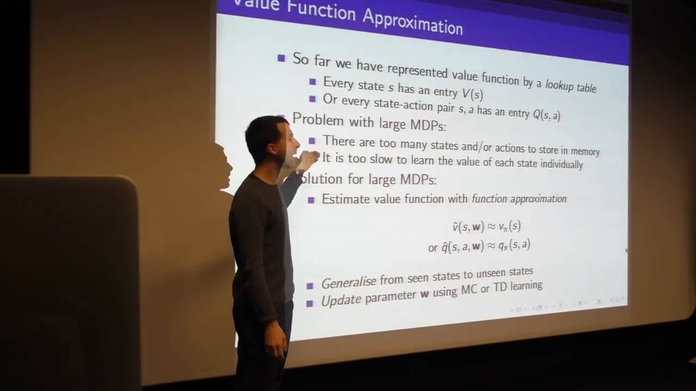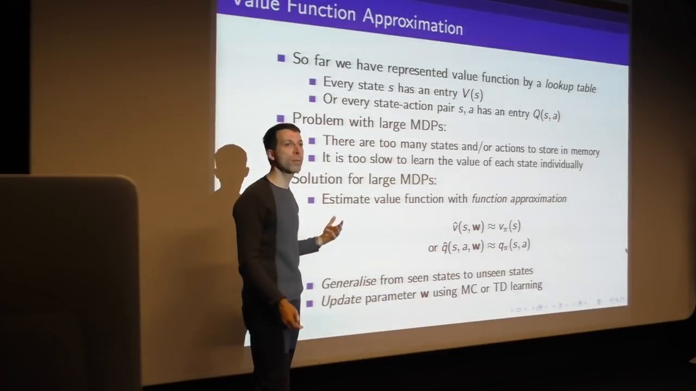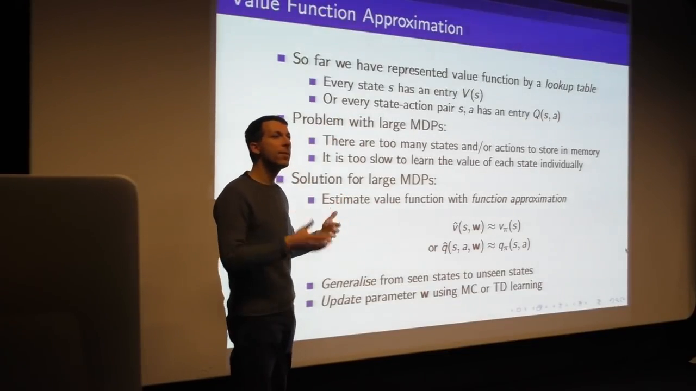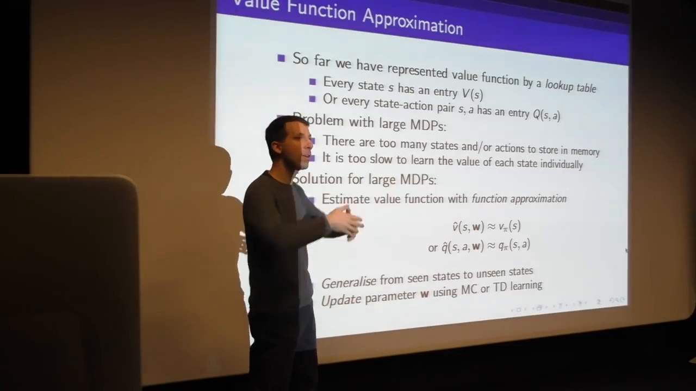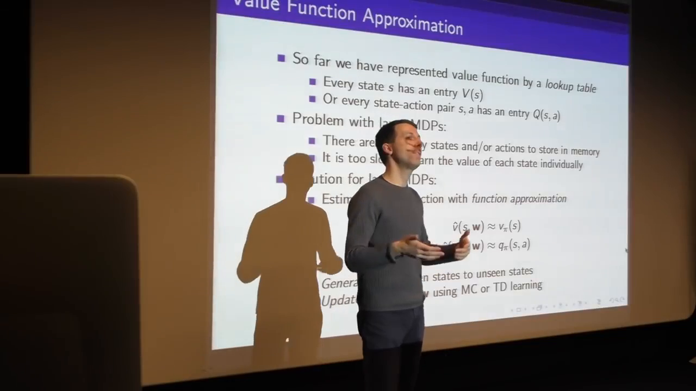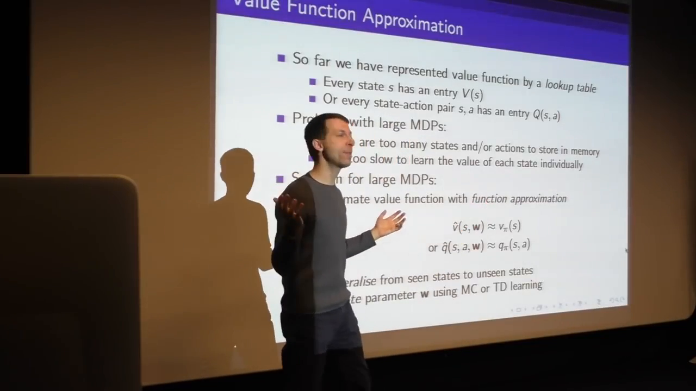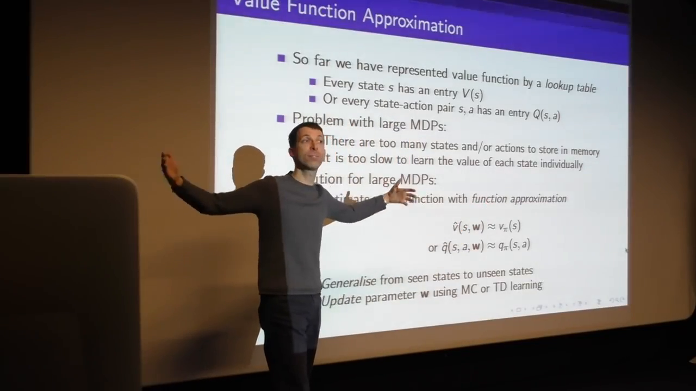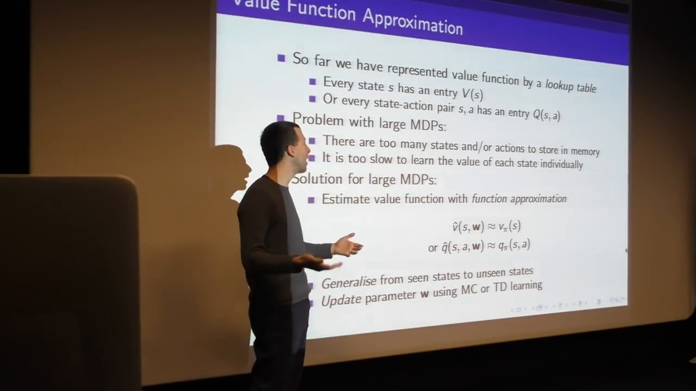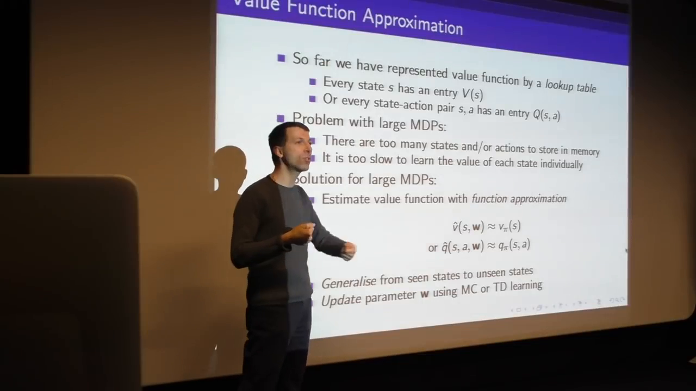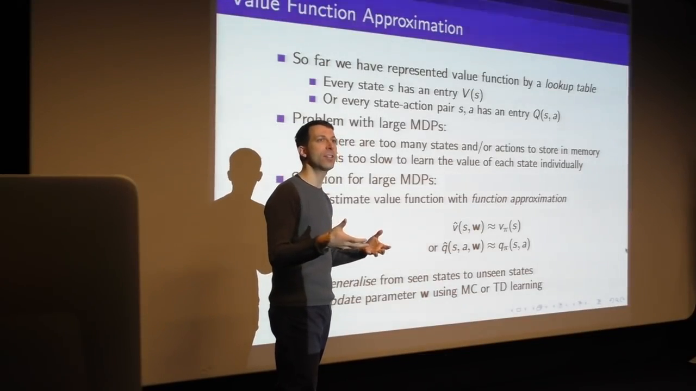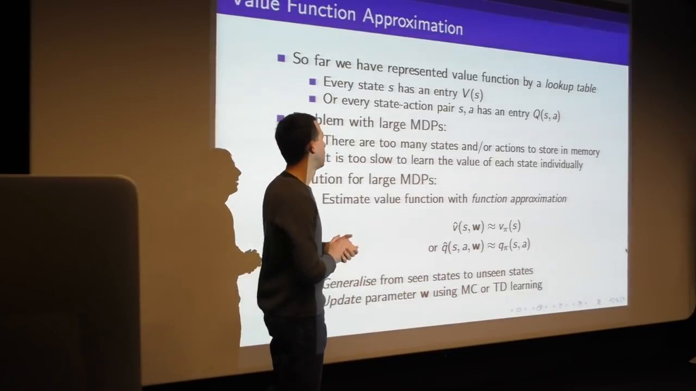There are just too many states and or actions to store in memory. That's the first problem. But also, even if you can store it in memory, let's say you fill up your whole memory, you've got a few gigabytes of memory, maybe you can build a really, really large table and represent your MDP. But even if you do that, it's going to be too slow to learn about them all. In practice, we don't want to see trajectories that estimate the value of each of those states and actions separately. It's just going to be too slow. You need too much data.